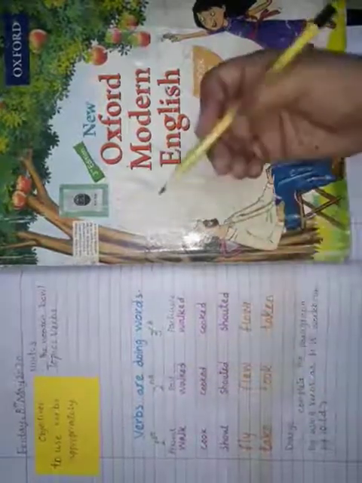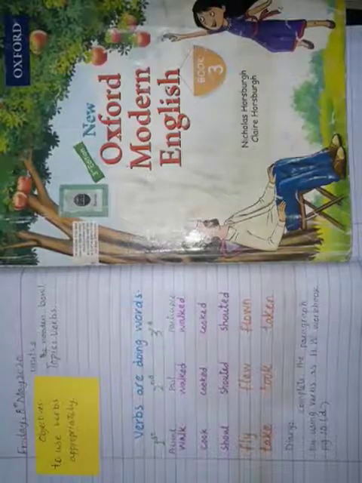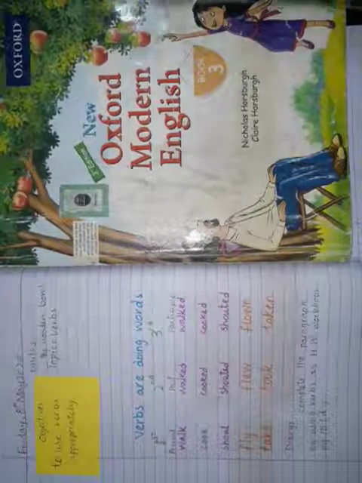Alright, so I would request you to open up your workbook, page number 9. Alright, first of all, write down unit number 3. Let me show you closely. Unit number 3, day, Friday, 8th May 2020, and highlight the word verbs. Verbs means action words or doing words. Verbs are doing words. Please write down the definition here.